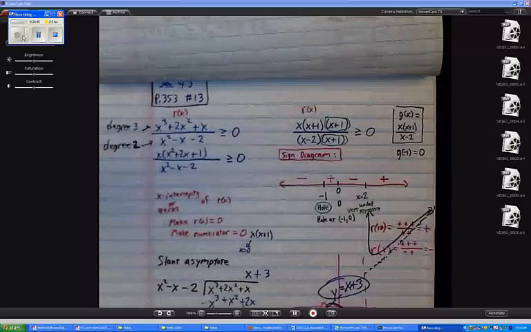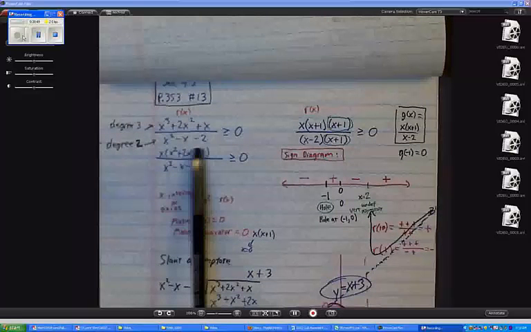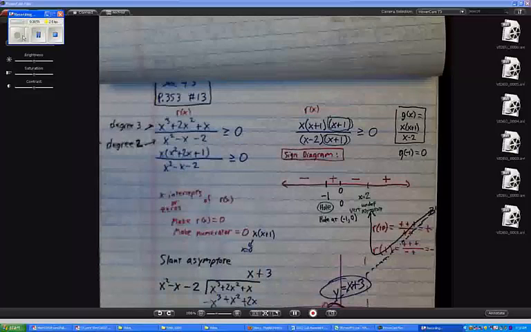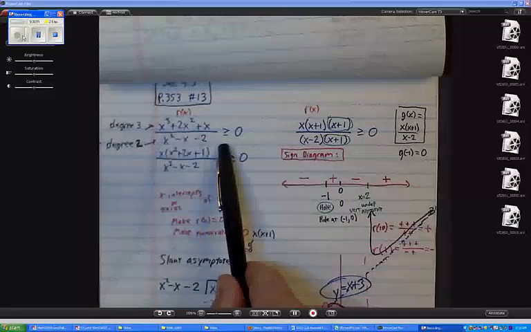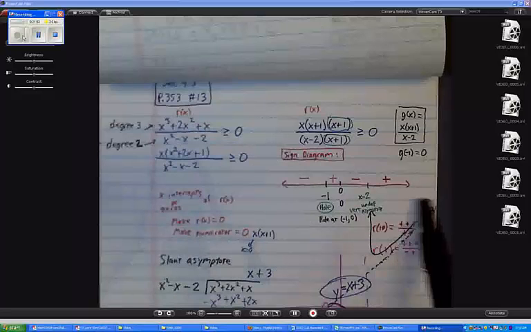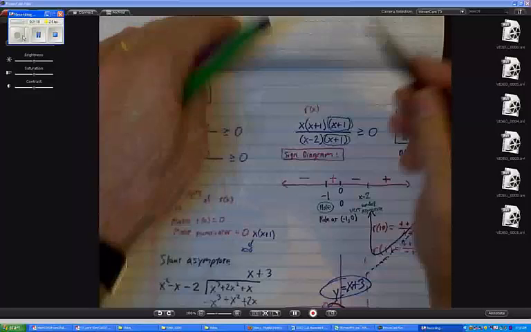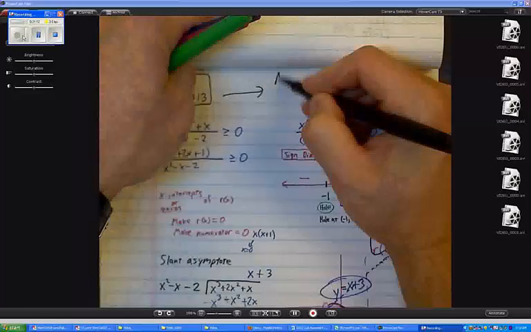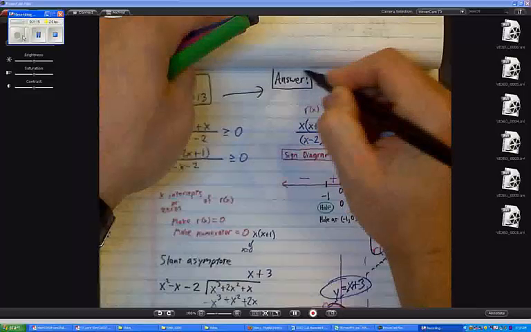Solve this rational inequality. In other words, find out where r of x is bigger than or equal to 0. How do I do it? Well, I do my work, I do a sign diagram, and now let's say, where is r of x bigger than or equal to 0? Let's write the answer. Can you tell from the sign diagram? I think so, right? What is the answer?